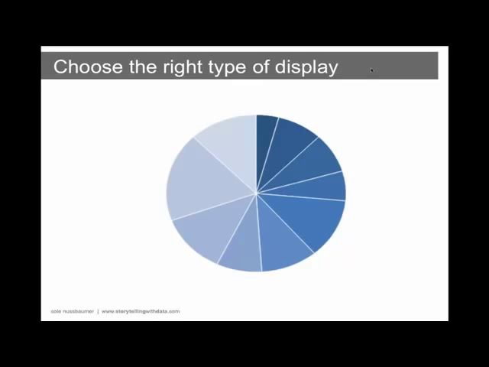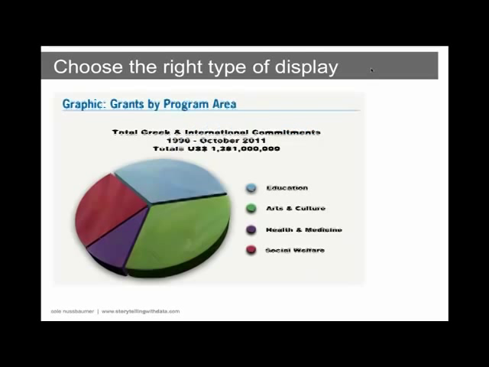Area charts are another type of graph, specifically pie charts. And to talk a little bit more about these, I want to look at a specific example. So here's a pie chart. We're looking at total Greek and international commitments from 1996 to October of 2011. And I want you to look at this chart for a moment and look specifically at the green segment on the bottom right and estimate in your head how big you think that segment is. What percentage of the total pie do you think it makes up?